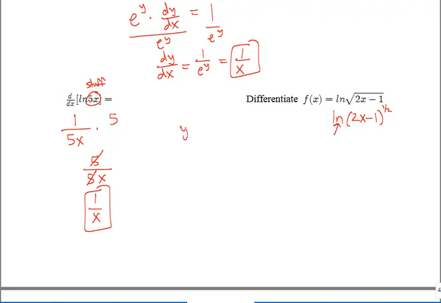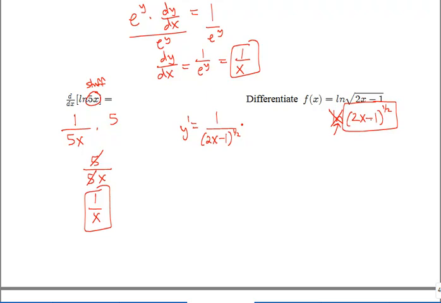So the derivative would be the derivative of that ln, which according to our rule, if it's ln of stuff, you're going to take 1 over this stuff. So 1 over this argument, 2x minus 1 to the 1/2. And then we have to multiply that by the derivative of this stuff. So the ln is now done, and I move on into the inside.